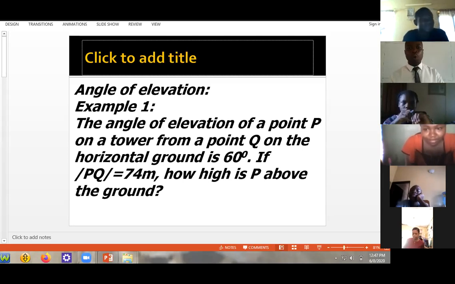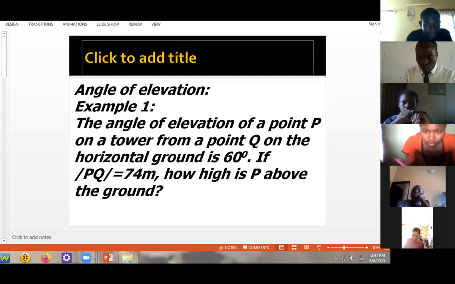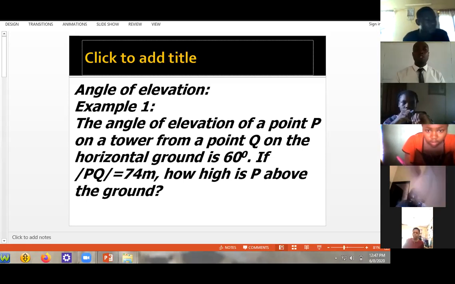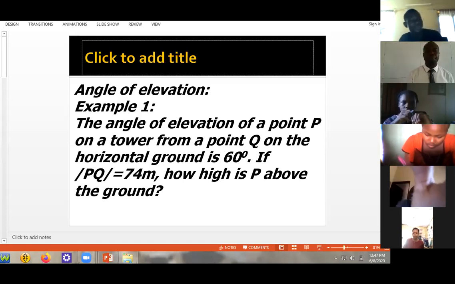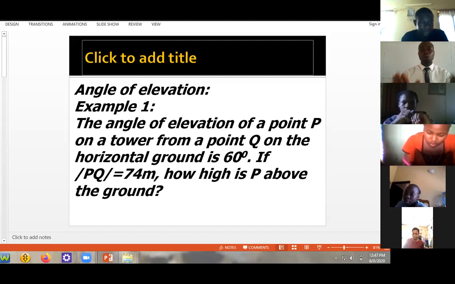Are you through with the sketching? I want you to show me your sketching, please. Sketch it and show me. The points will be Q, G, and P. The ground should be G. The second point should be Q. Then the last point up should be P. So your tower should be GP. Please sketch it and show me on your video one by one.